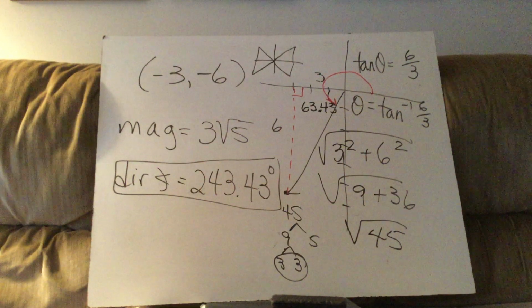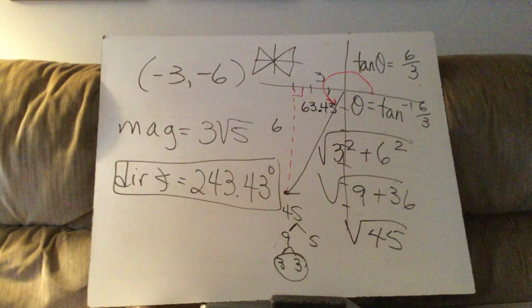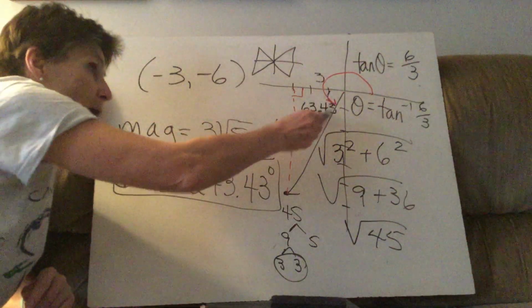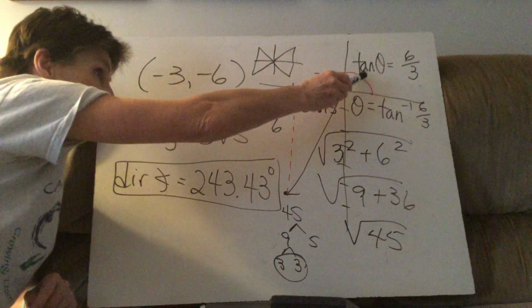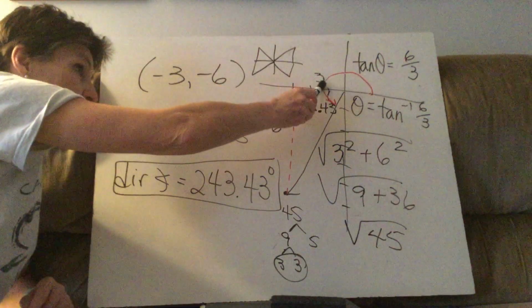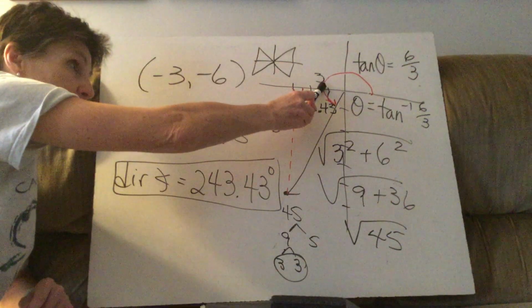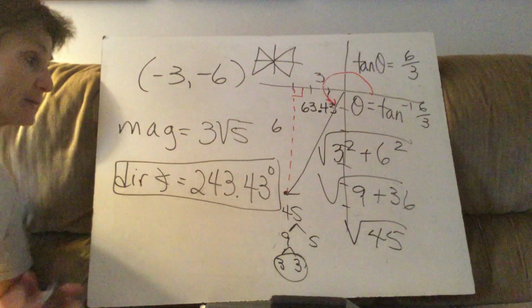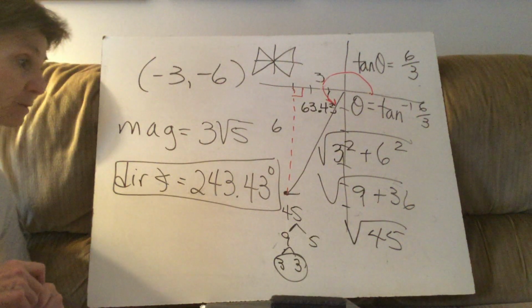Some of you are going to want to try to do the same thing every time when you're finding that direction angle, and you're not going to be able to do that. You have to pay attention to which quadrant you are in. If we are in this quadrant, then just follow my pen around. I have to go this far, which is 180 already, and then I've got to go 63 more. So that's how we got 243.43.